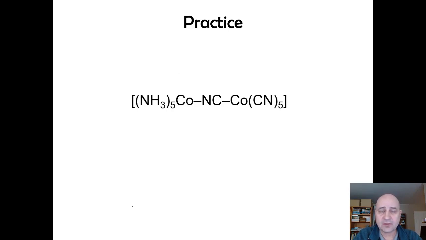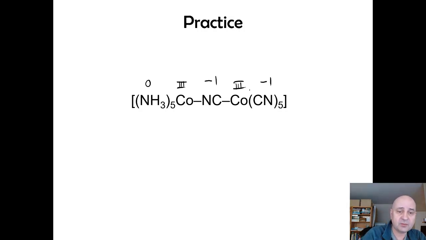These are not symmetrical, so we will name them one at a time. So we have the amine ligands, which are neutral. We have cyano ligands, which are negatively charged, and one of the cyanos is the bridging ligand. So that tells us that we should have cobalt 6 overall. So this is probably cobalt 3 and cobalt 3. And so now we can name that. We're just going to go from left to right.